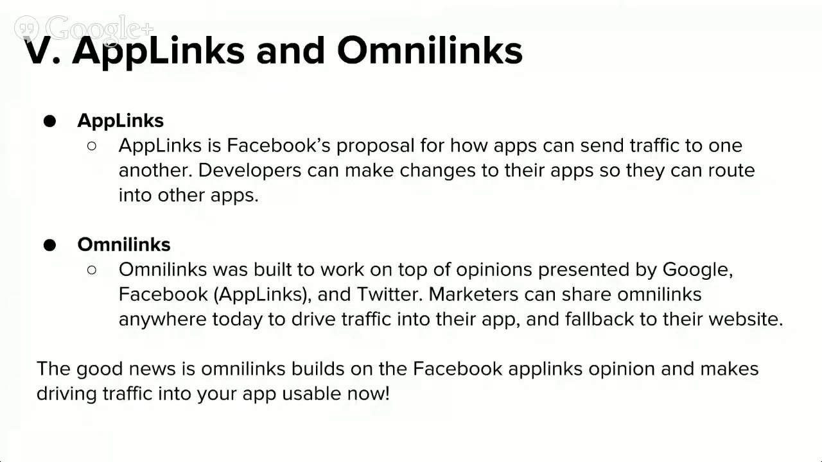It's very similar to the things that we've proposed in the past, and what Google and Twitter have proposed with exposing your deep links on your website. It's a great infrastructure for linking from app to app, and OmniLinks was built to work on top of the opinions presented by Google, Facebook, including this AppLinks proposal, and Twitter. It allows marketers to share OmniLinks anywhere today so they can drive traffic into their app. That's the key: if you want to drive traffic into your app today, you can create an OmniLink and share it. We built it on top of standards like AppLinks, so it just works.